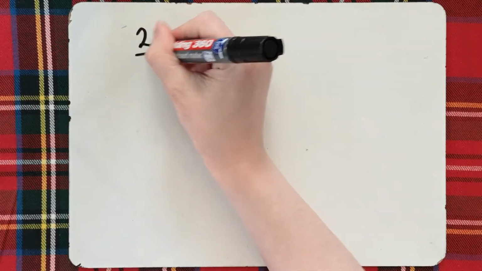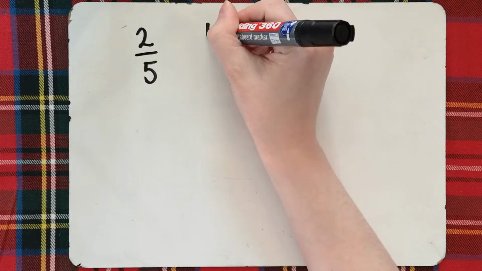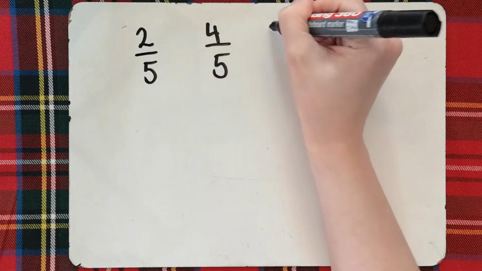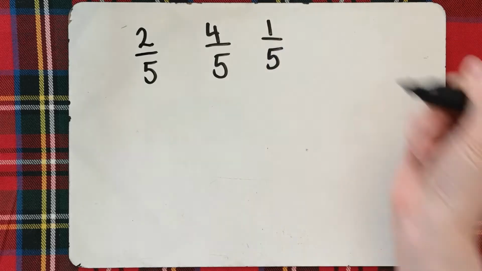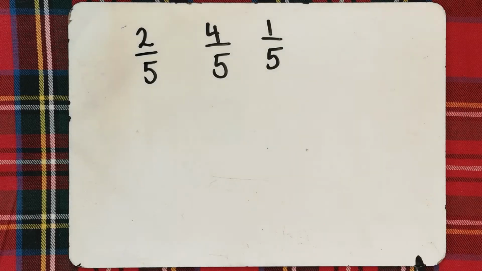We are going to be ordering fractions today. So let's get started straight away with an example. I'm going to take three different fractions. I've got 2/5, I've got 4/5, and 1/5. And I want to order these from the smallest to the biggest.